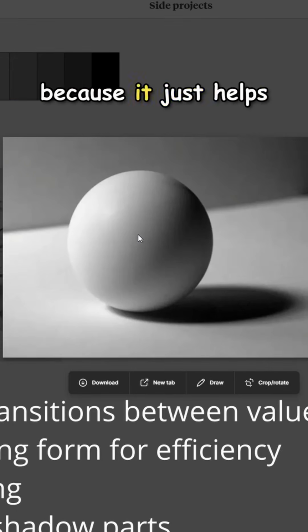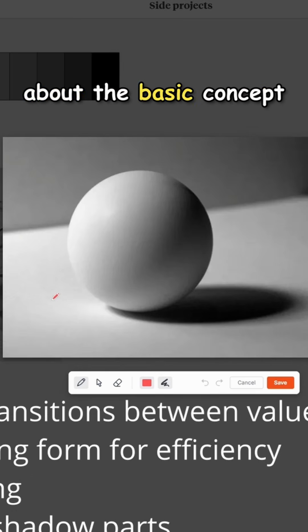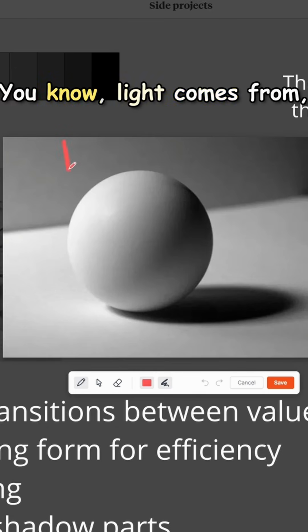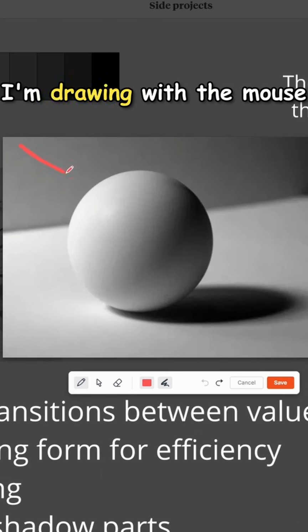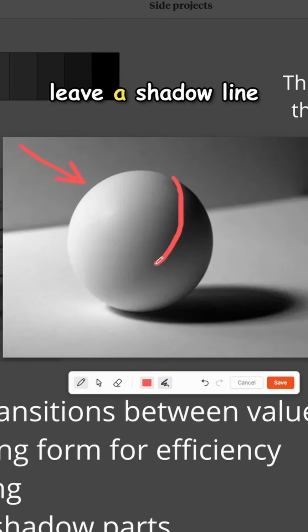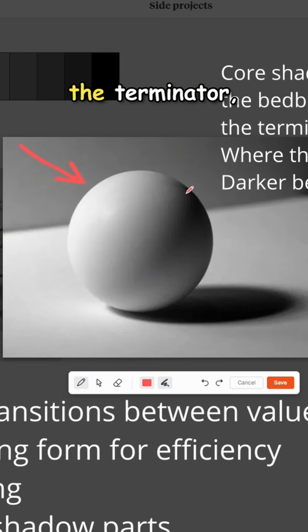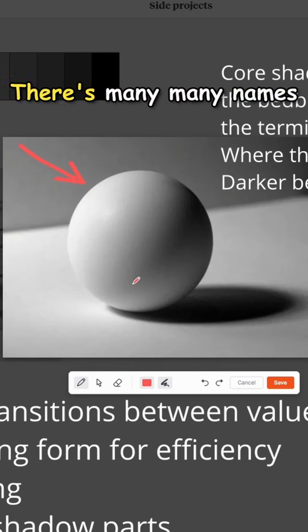I recommend doing this because it just helps you understand the three-dimensional form. You learn a little bit about the basic concept of light and shadow. Light comes from, well, excuse me, I'm drawing with the mouse, so it's not super precise. Light comes from this direction. It means a sphere will leave a shadow line basically around here. This shadow line is called the core shadow, the terminator, the bedbug line. There's many names for it.